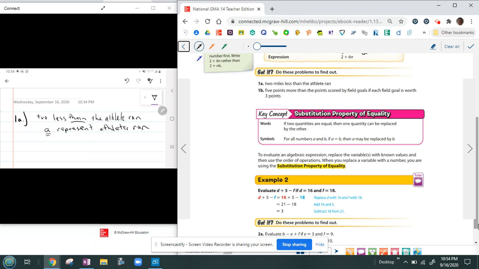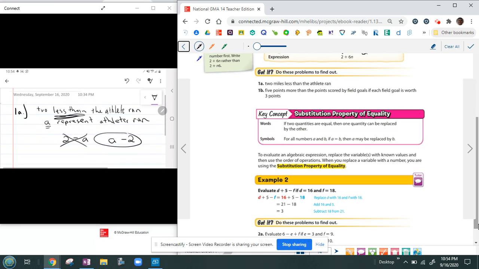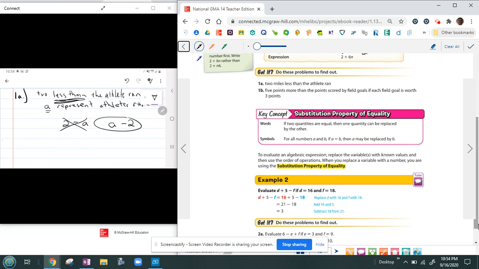Now this is that less than phrase that I've been trying to help prepare you for. You can't write it like this, 2 minus A, right? That would not make sense. We need to do A minus 2. That less than phrase can be tricky if you don't pay attention. Okay, A minus 2. Let's go to 1B.